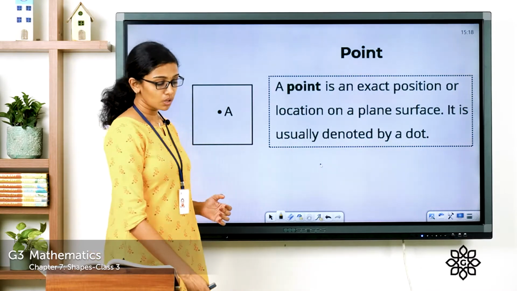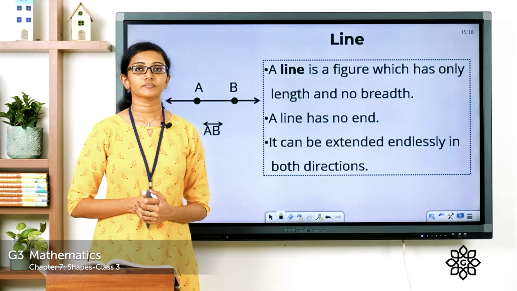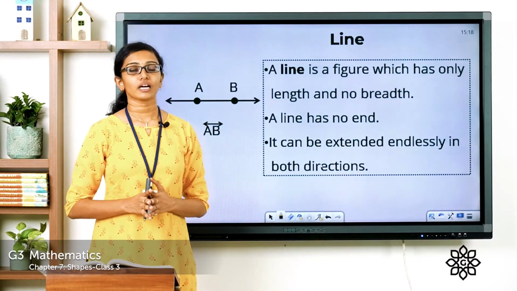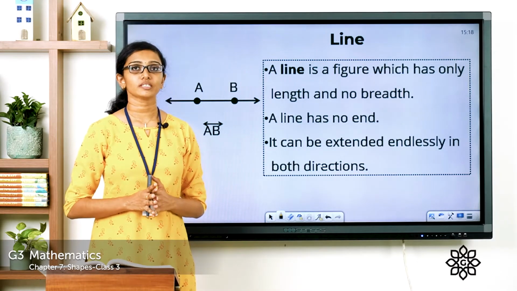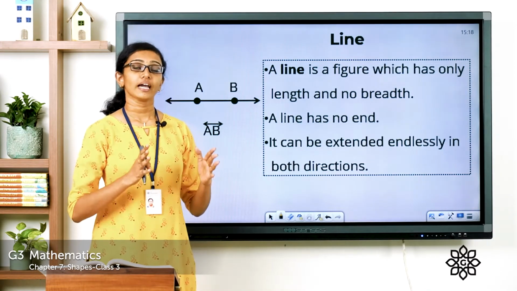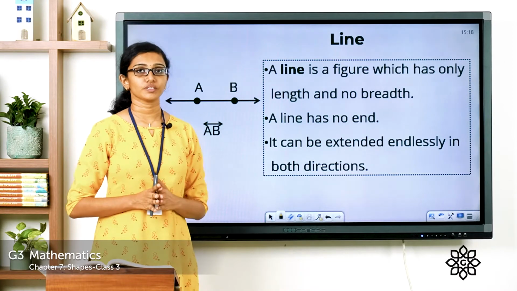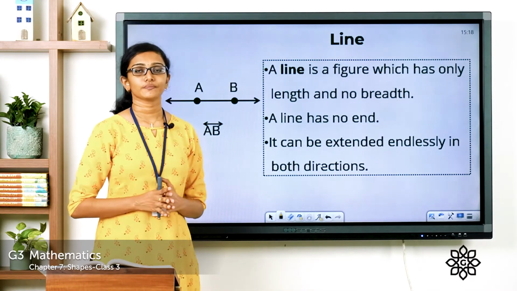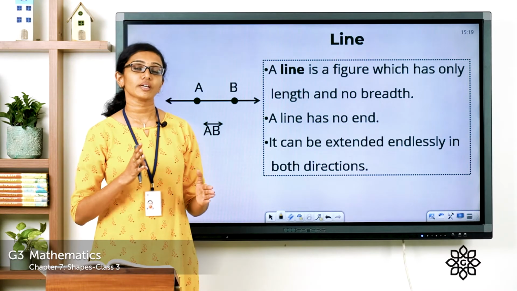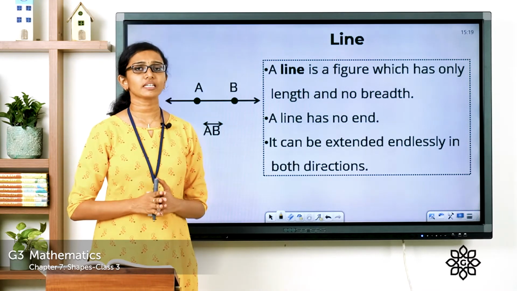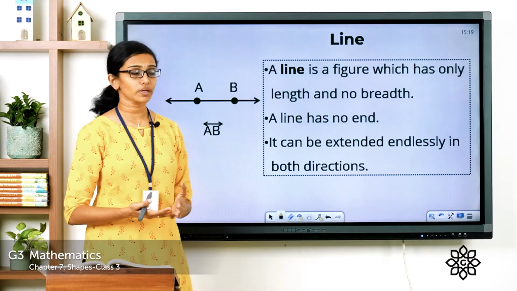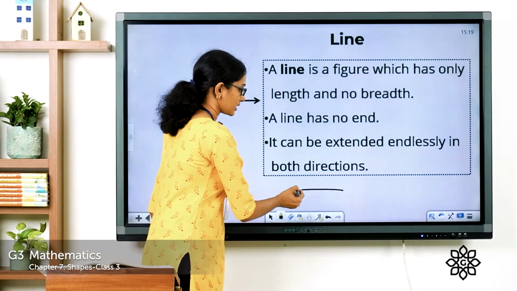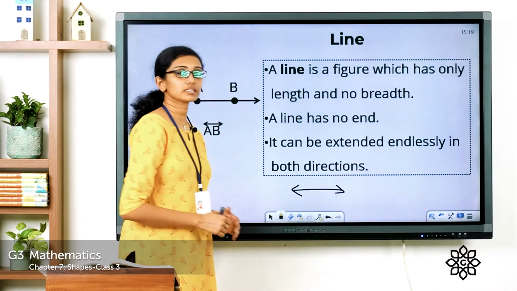Clear? Now we'll see a line. A line can be defined as a collection of points which extend endlessly in both directions. We usually describe a line by a length. It does not have any breadth, or its breadth is very negligible. How do you draw a line? You just draw like this and you put two arrow marks.